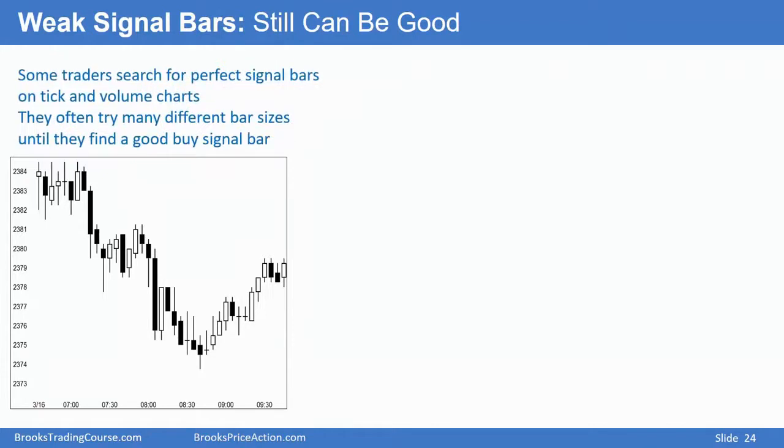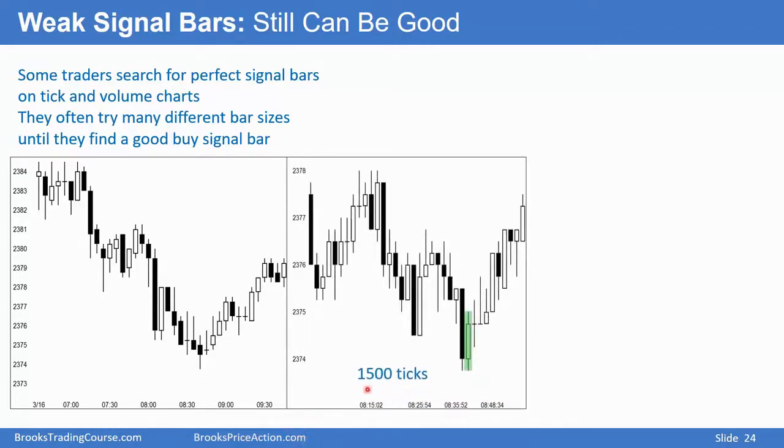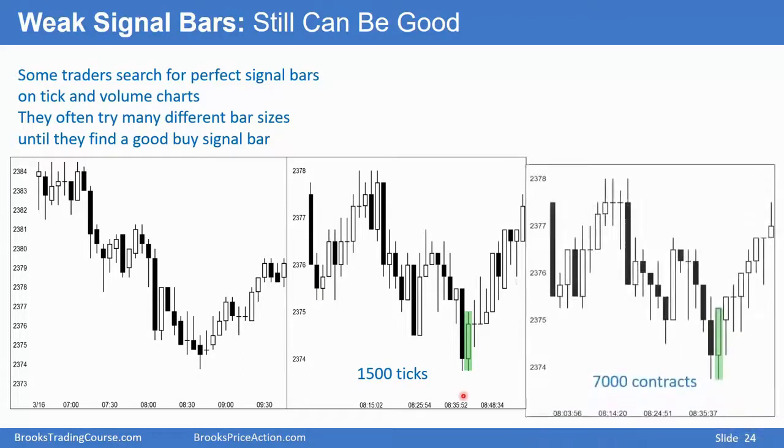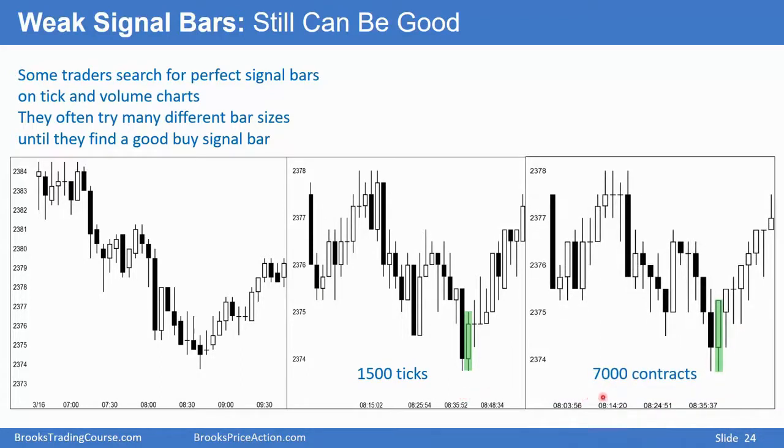Some traders are always searching for perfect buy signal bars. They'll look at tick charts, they'll look at volume charts, they'll look at all kinds of different time frames. And if they look at tick or volume charts, they try many different bar sizes until they find one that has a very good looking buy signal bar. So for example, if I look at a 1500 tick chart, this is what I get. A pretty good buy signal bar for a wedge bottom, 1, 2, 3. If I trade 7,000 contracts per bar, I also get a good buy signal bar.